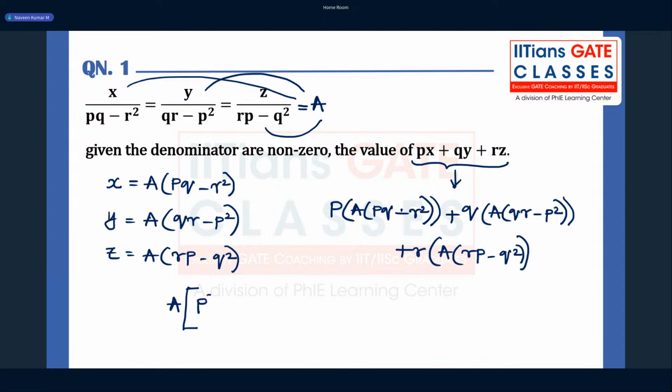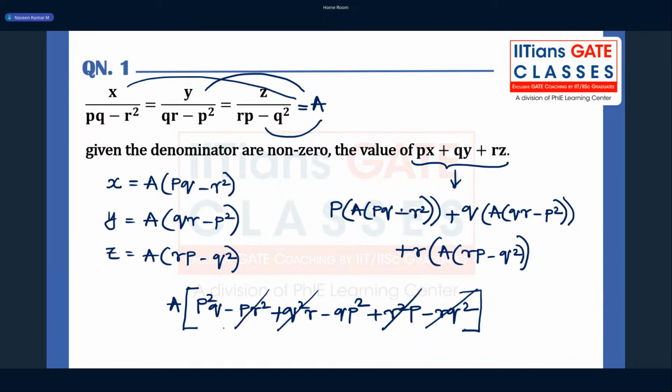This will be p square q minus pr square plus q square r minus qp square plus r square p minus rq square. The rq square terms are the same, so they cancel, and the rp square terms also cancel, hence the value is 0. Hence the answer for this question is 0. It's a very simple, straightforward question, without any fuss. You can easily solve it within 30 seconds, right?